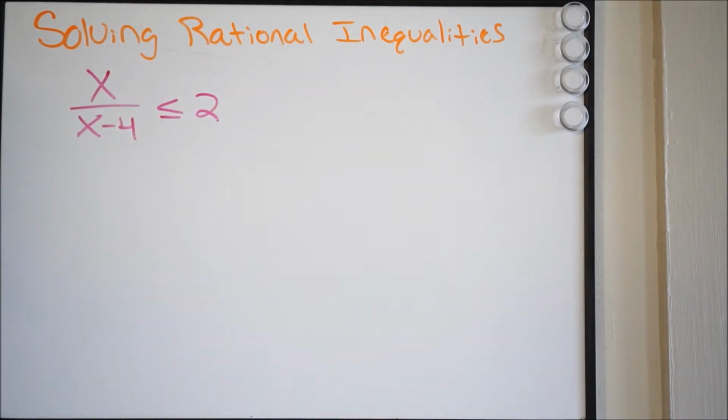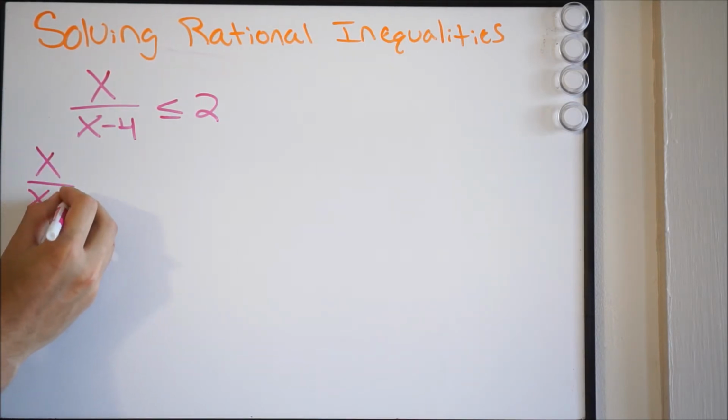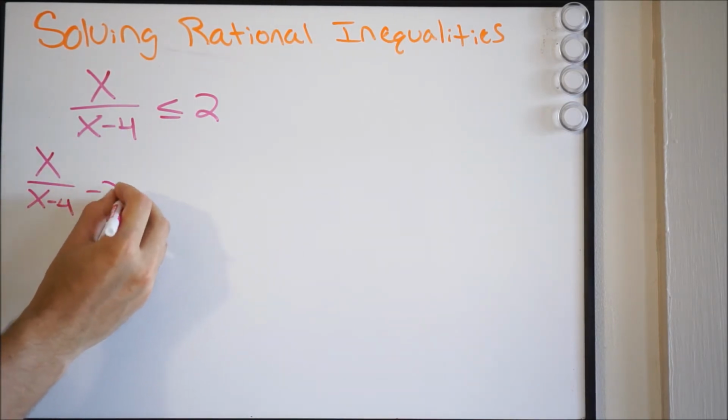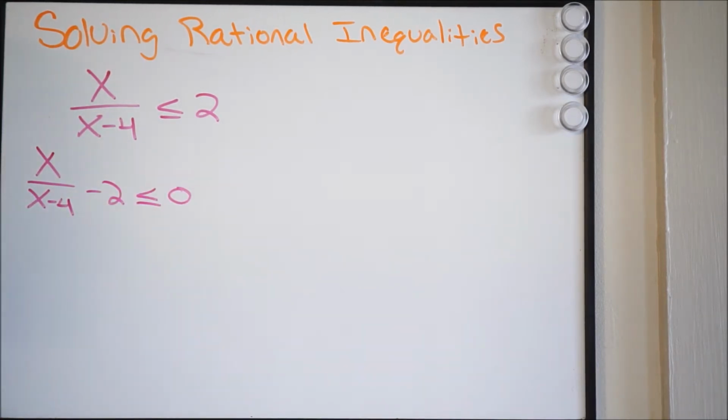Okay, so when solving rational inequalities, the first step you always want to do is move everything over to one side. So notice I have this 2 here. I want to move this over to the left. So what I'm going to have here is the following. I have x over x minus 4, and I have minus 2 now, and again less than or equal to 0. Now your next step, once you move everything over to the left side, is we need to simplify this down.